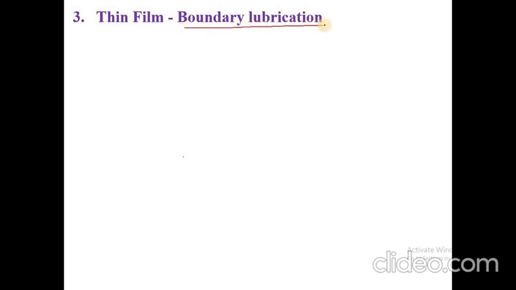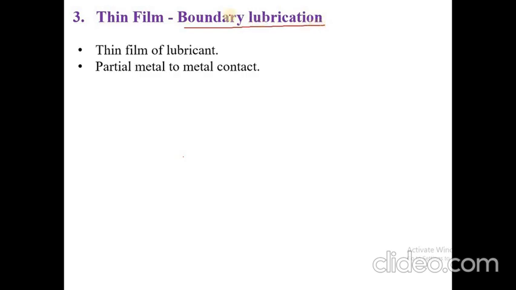Next we have to discuss about the thin film lubrication. It is the third mode of lubrication. First is zero film, second one is thick film, and the last one is thin film. This lubrication is also called as boundary lubrication. The condition of this lubrication is that there is a very thin film of lubricant and there is a partial metal to metal contact.